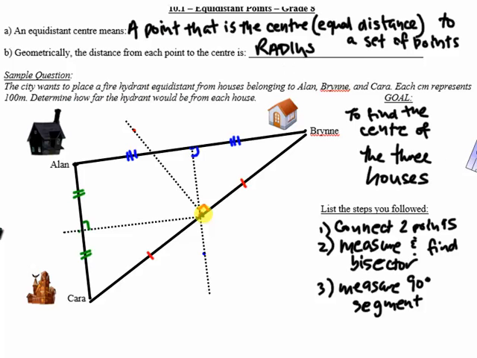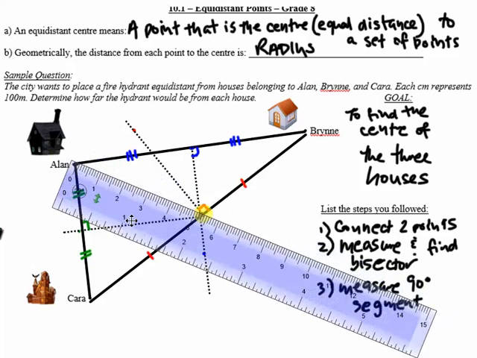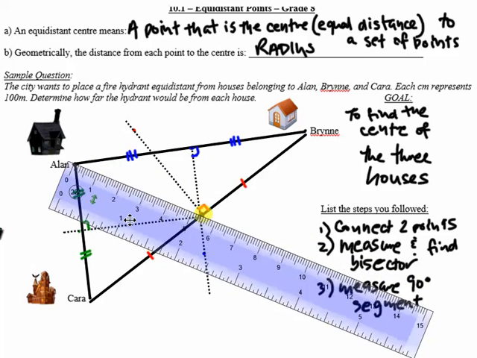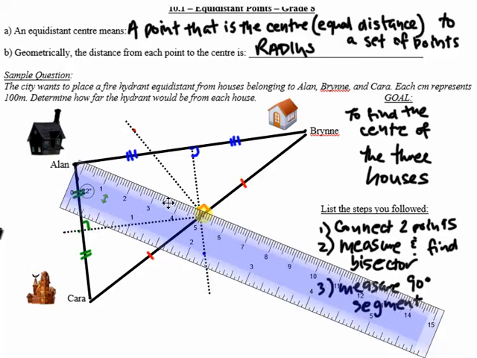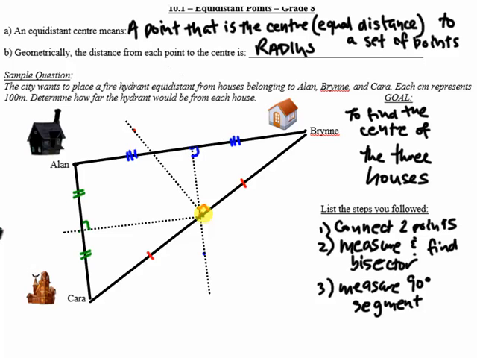So what we'll do is I'll take our ruler again and I'll measure the distance from one of the houses. Well, they should all be the same. And in this case, Alan's house is about 5.4 centimeters away. So let's just write this down, that the hydrant is 5.3 centimeters. Well, we don't know how much that is in real life because this is a scale drawing. So we'll put that over a question mark. And then on the right-hand side, we'll put the scale that we know.